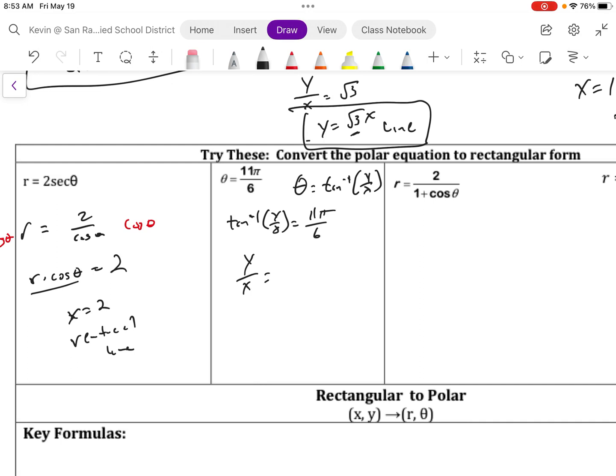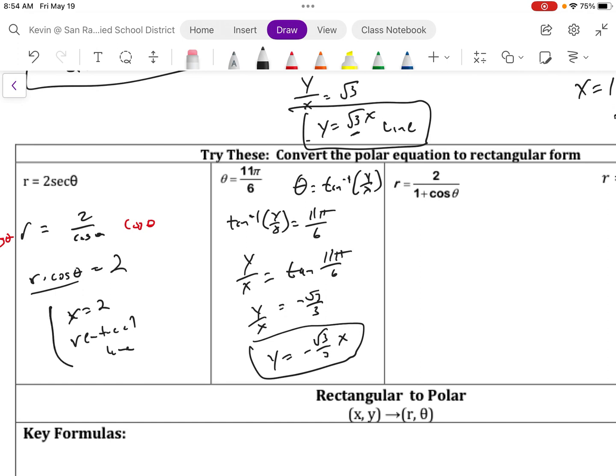I guess we should have said y over x equals tangent of 11 pi over 6, right? Because the arctangent of this value is going to be that angle. Okay, so tangent of 11 pi over 6 equals y over x. Tangent of 11 pi over 6 is negative root 3 over 3. So solve for y: y equals negative root 3 over 3 times x. So we have a line.